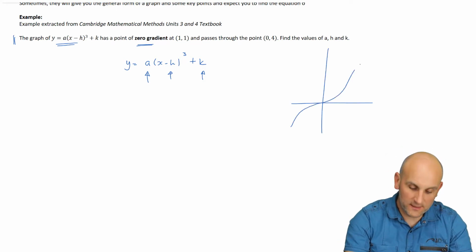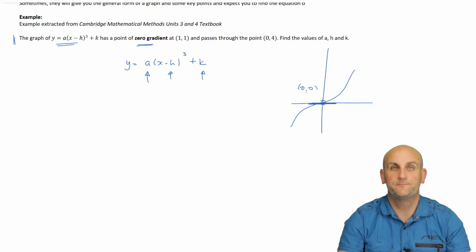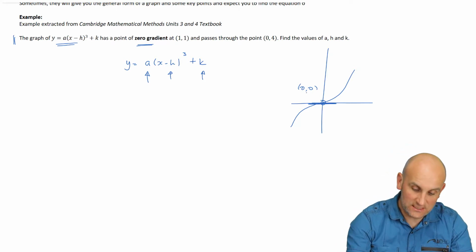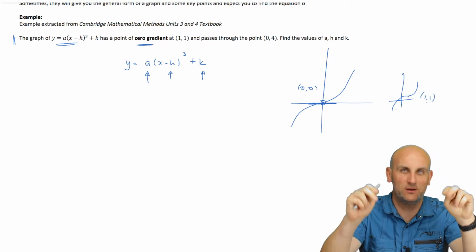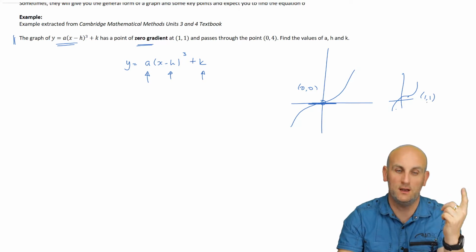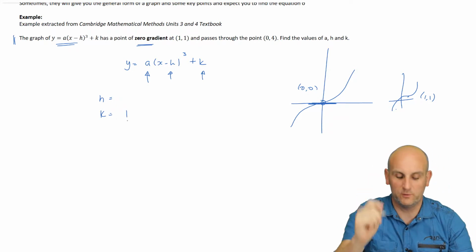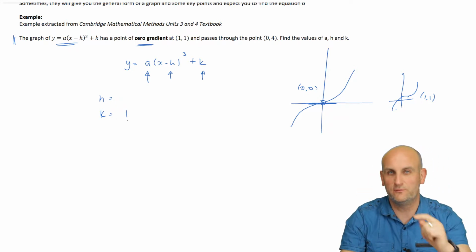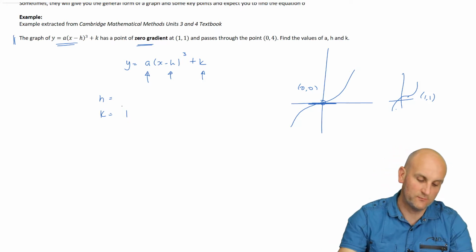And if you remember from the cubic, that point of zero gradient was originally at (0, 0). It's now telling you it's actually moved to the point (1, 1). So really bad sketch, but (1, 1). What they're trying to tell you in a sort of tricky way is that we've moved 1 unit to the right and 1 unit up. And so before I even know it, I know the value of h and I know the value of k. Well, k is 1, because we've moved 1 unit up, and we just need to check that if we move to the right, then that's in the positive direction of the x-axis, and so h becomes 1 again.